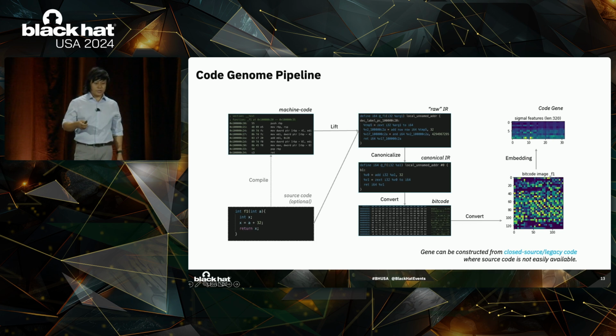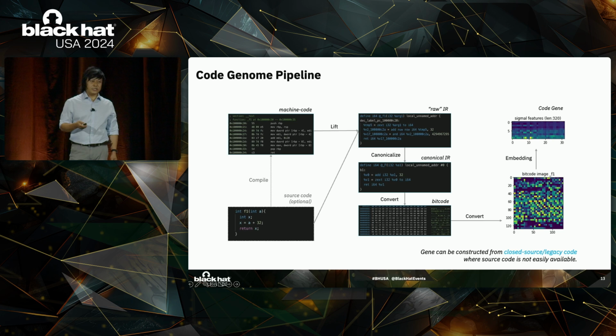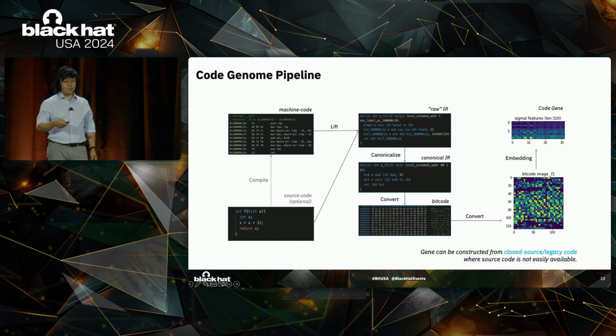After that, it goes through the canonicalization process that generalizes things. It removes some of the instructions that may not be needed, or reduces some, making it more optimized to the minimal form of the function. Once we have this canonical IR, we convert it into bitcode, which is the binary form of the IR. Then since we are using Sigmal in this pipeline, it converts the bitcode into an image and then extracts this embedding as a code gene.